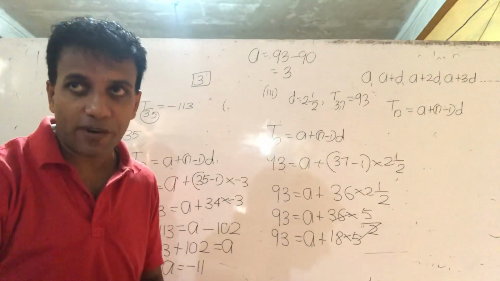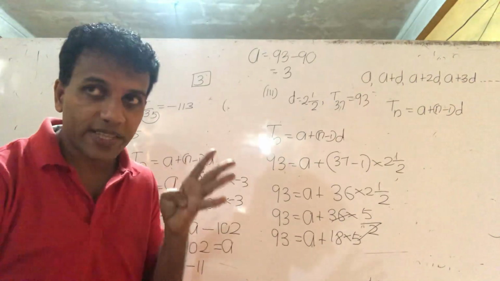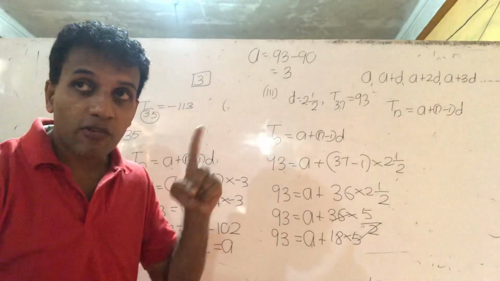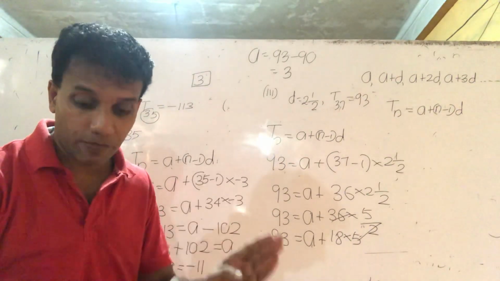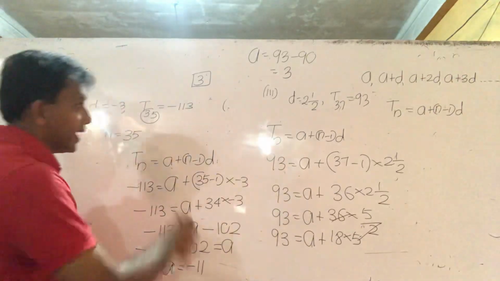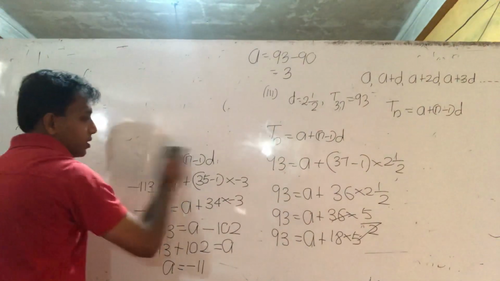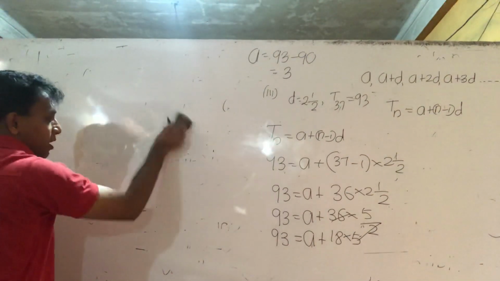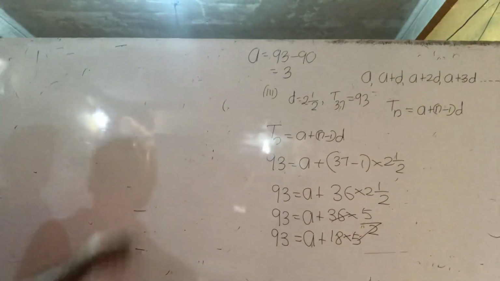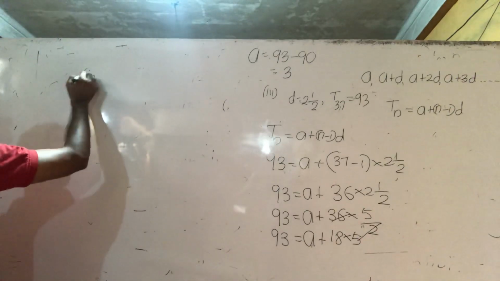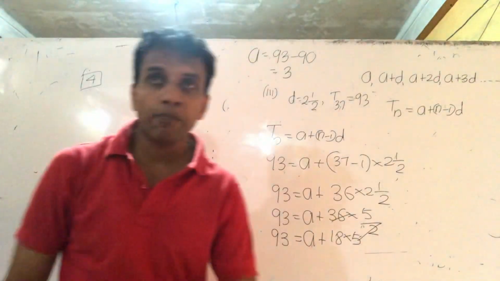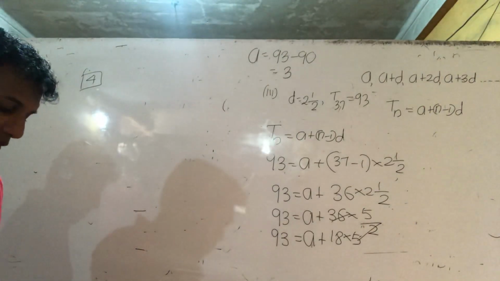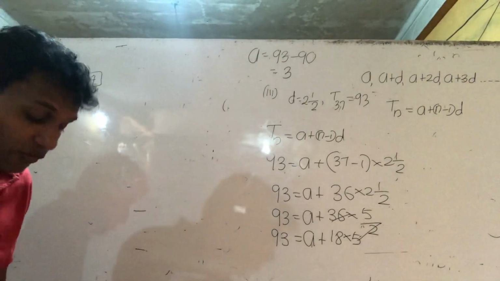Practice this idea, one of the questions. Common difference is given, n value is given, and a particular term is given. Find the first term, find the A value. Okay, let's see the type 4 problem. Type 4, same method. We have to find the common difference using the given information.